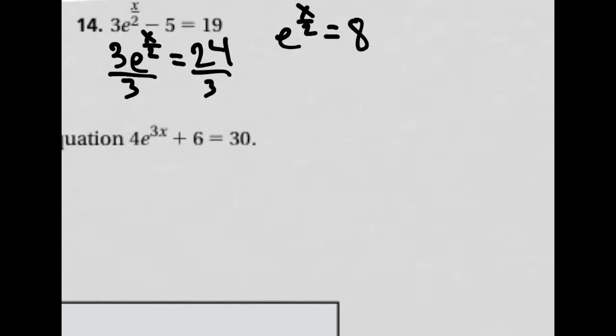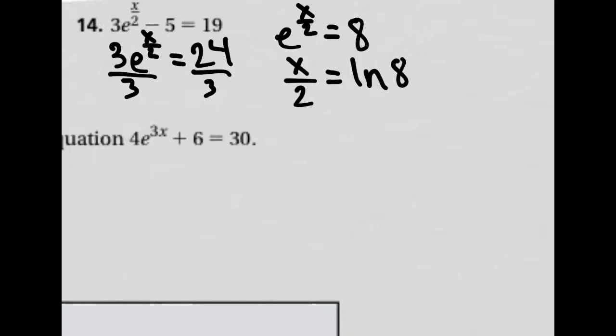And now I take the natural log of both sides. On the left side, when I take the natural log of e, it cancels out, leaving you with x over 2 equals ln of 8. Alright? Don't get confused at this step. All I'm doing is taking the natural log of both sides. The e and the natural log cancel out, leaving you with just x over 2. On the right side, it's ln of 8.